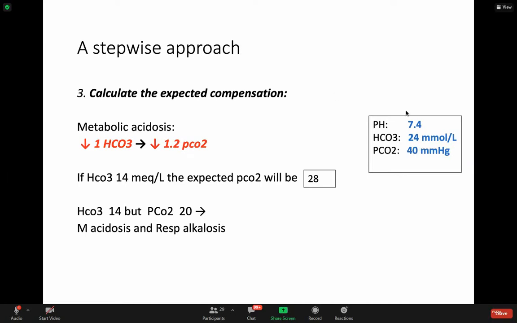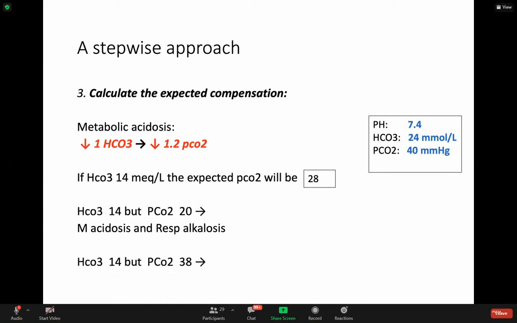زين، المفروض الريسبيراتوري الكالوسيس يكون بهالحدود 28 بلس ماينس 2، لكنه لقينا انه البي سي او 2 is 20 so far away from the target, right? So far away from the compensatory calculation. So this patient has two things actually, has metabolic acidosis and respiratory alkalosis.